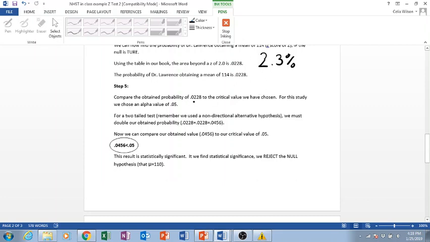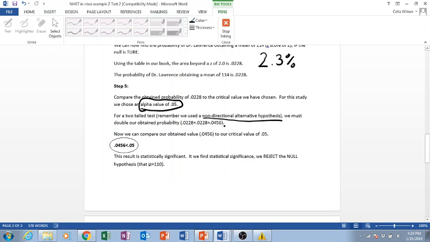So we're going to compare the obtained probability to the critical value we've chosen. For this study, we chose an alpha value of 0.05, which we will do most of the time, right? Because that is our standard that we know from social science research. That's just the critical value that 99% of people use. But we have to remember, we did a non-directional test. Okay? So we have to double our obtained probability value.